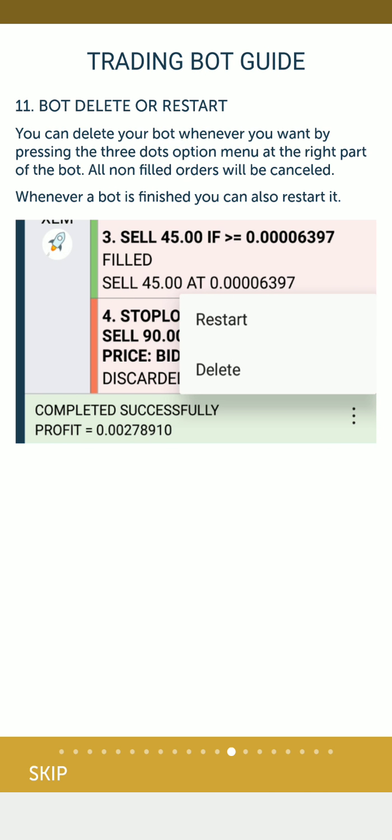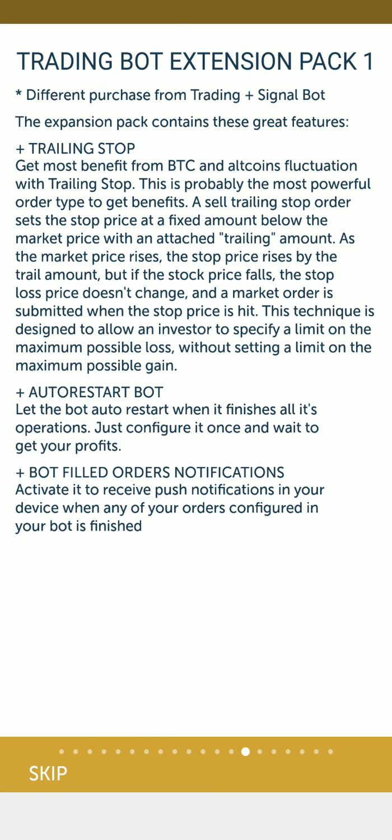Now you can delete it or restart. So if you're playing a coin within certain parameters, you can just tell it to restart and it'll automatically turn back on, and it'll wait for those triggers again. Which is right here, the auto restart bot. Lets the bot auto restart when it finishes all its operations. Just configure it once and wait to get your profits.